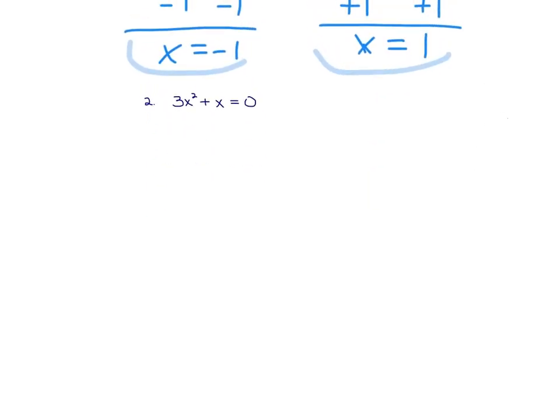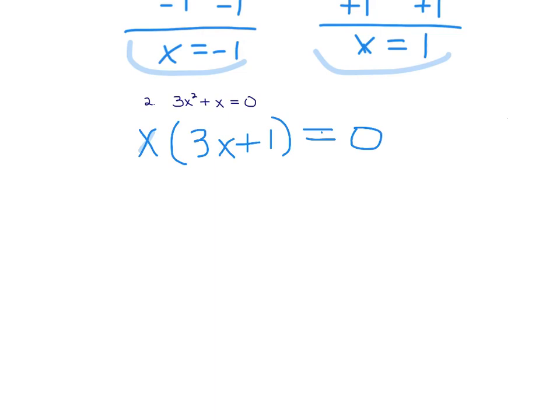So for number 2, notice it's already set equal to 0. So now I just need to factor this. Now, it's not the difference of two squares, and it's not a trinomial either. How can I factor that left side? GCF. Beautiful. So there is a GCF of x, so I'm going to divide by the GCF, and I end up with x outside the GCF, and then 3x plus 1 on the inside.